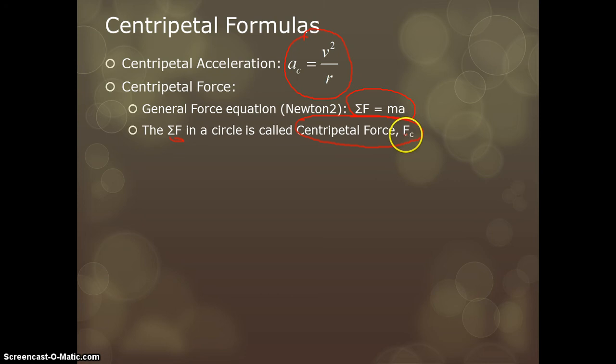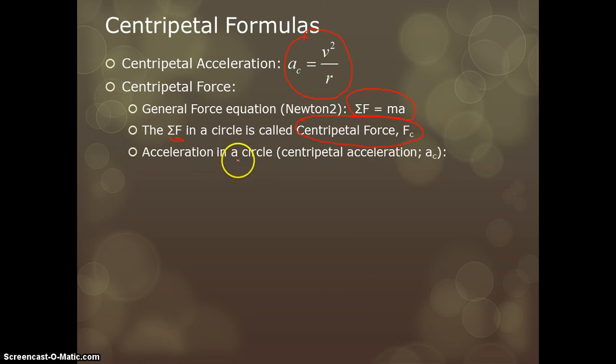If a ball is twirling on a string, the centripetal force is supplied by the tension in the string, the force of tension in the string. If you have a car going around a turn, the centripetal force that's keeping that car in that circular path is the friction on the wheel. That's what keeps it in the turn. So centripetal force will be the sum of the forces in this case.